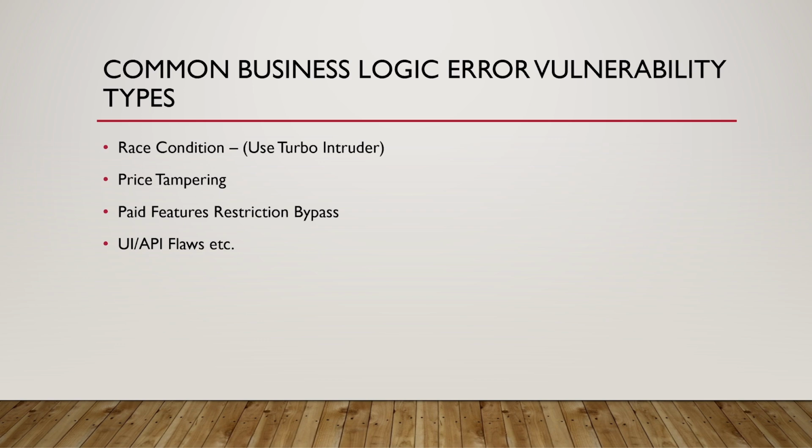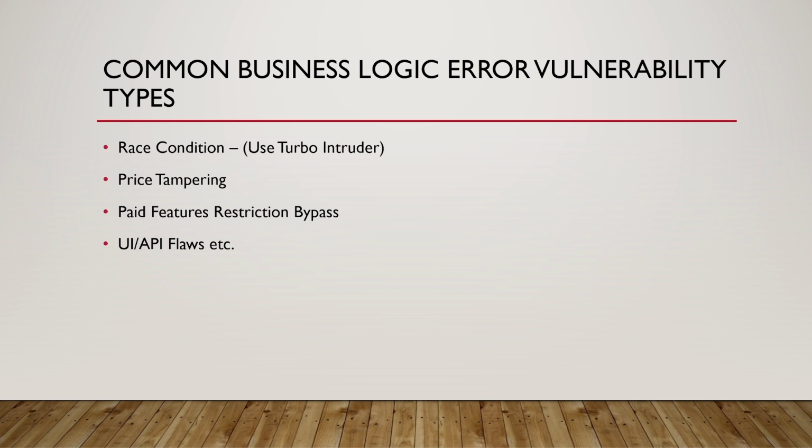Common business logic error vulnerability types. The first one is race condition vulnerability. The second one is price tampering. The third one is paid feature restriction bypass, and there are some other vulnerabilities as well. We cannot categorize them, but they are usually due to flaws in the UI and APIs.